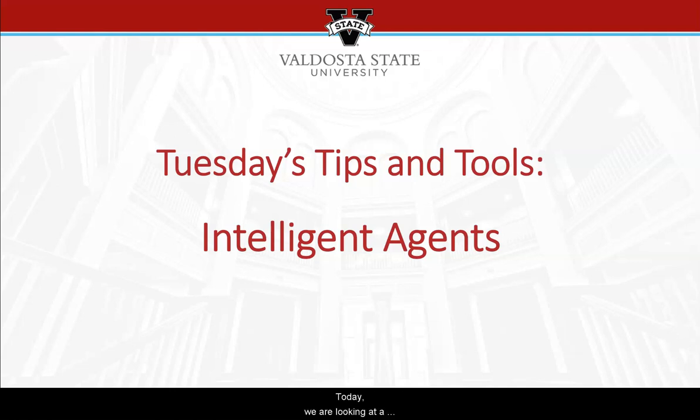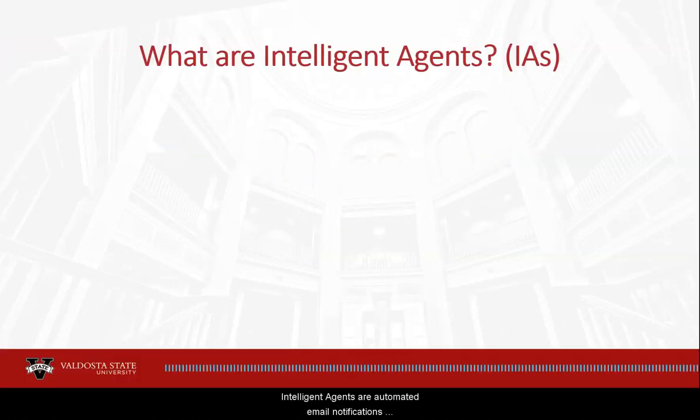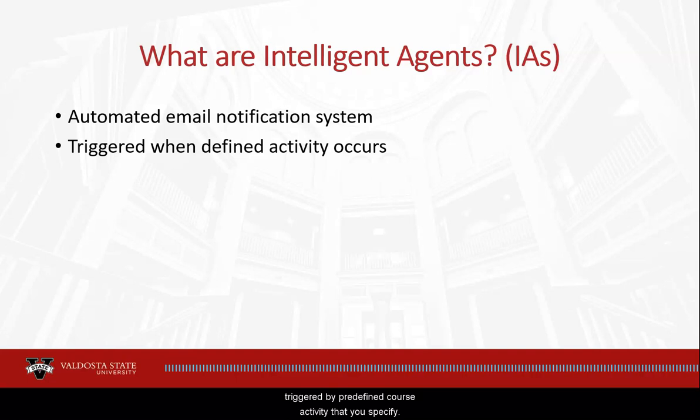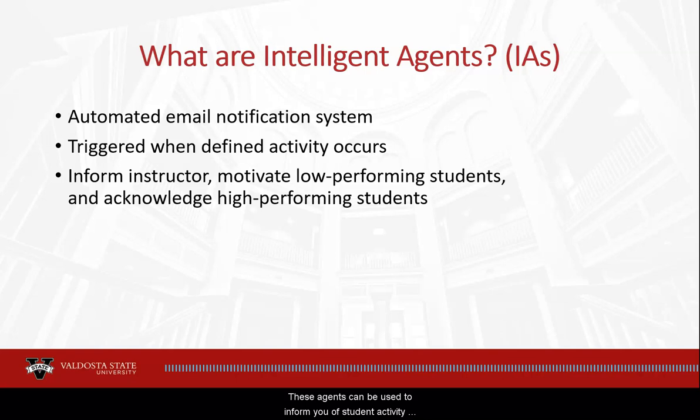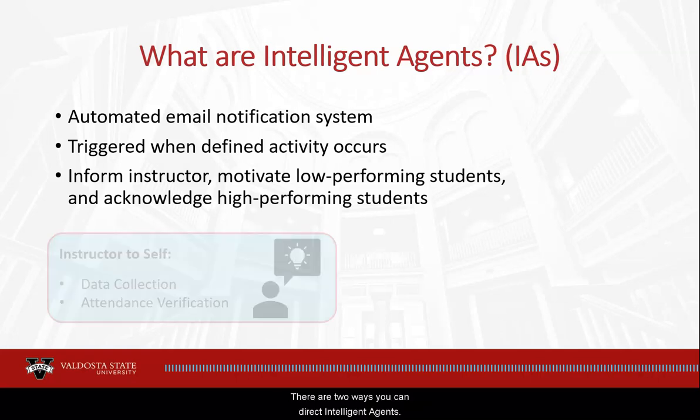Today, we are looking at a BlazeView feature that provides you with data to maximize student engagement in your course. Intelligent agents are automated email notifications triggered by predefined course activity that you specify. These agents can be used to inform you of student activity in the course, motivate low-performing students, and acknowledge high-performing students' hard work. There are two ways you can direct intelligent agents.